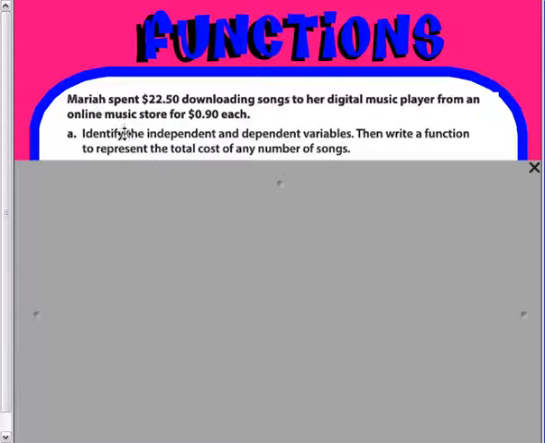All right, so Mariah spent $22.50 downloading songs to her digital music player from an online music store for 90 cents each. Identify the independent and dependent variables, then write a function to represent the total cost of any number of songs.